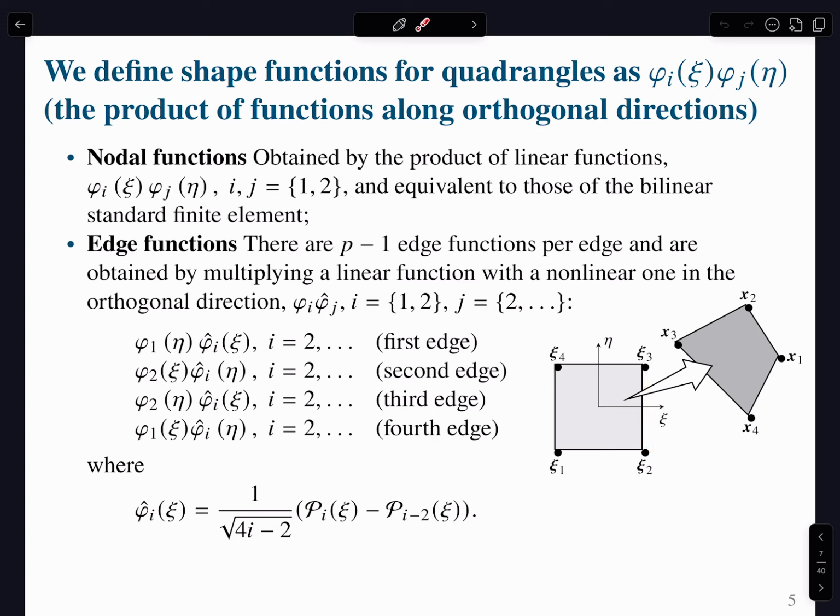That's why, for instance, if I take the first edge, which is basically this guy, I'm going to take a function here that is a function of xi. And then how am I going to build that shape function? Well, I'm going to multiply a function of eta in this direction that, again, is going to be maximum here, and is going to go linearly down to 0 at this edge.